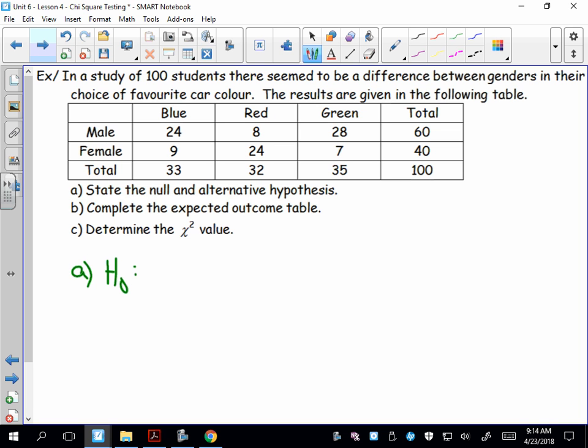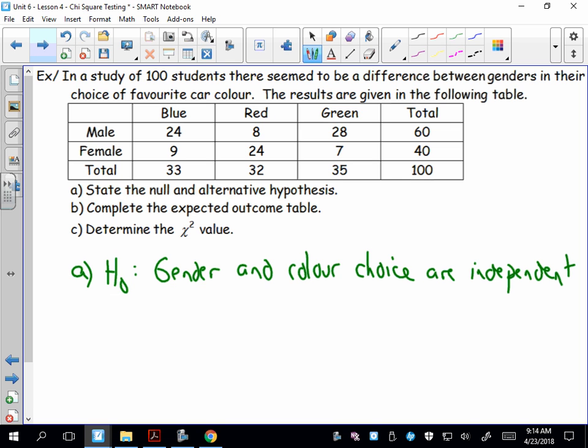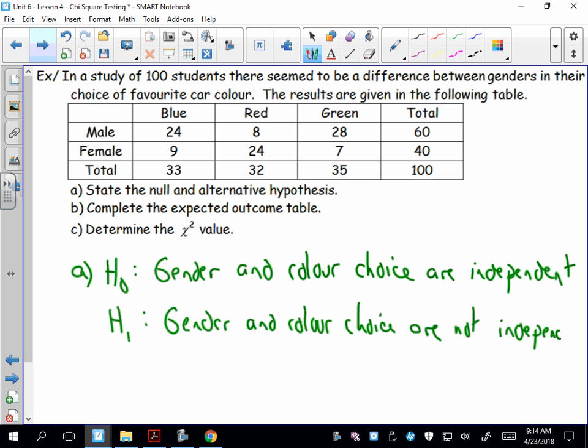So we're going to figure out our null hypothesis. Gender and color choice, those are my variables, are independent. They have no relationship to one another. That's what I'm thinking. Or the alternative: gender and color choice are not independent. There is some sort of relationship there. Again, I'm not trying to figure out what the relationship is, just that there exists one.